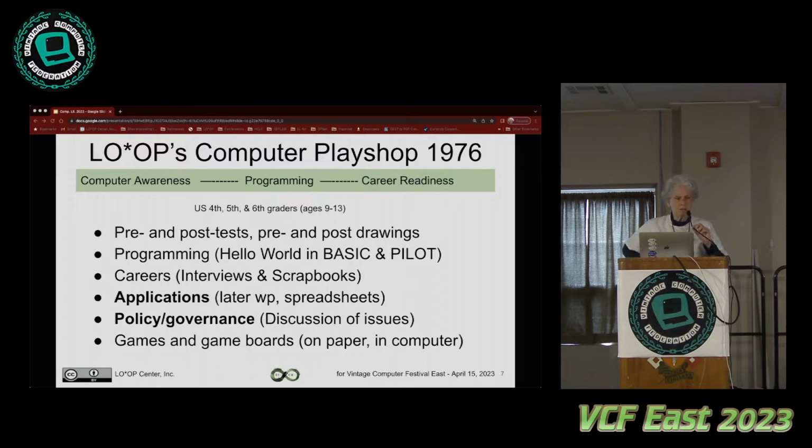In the other presentation, I showed the pre-test and the post-test that we gave. This was a 40-hour course that we gave to 4th, 5th, and 6th graders, so 10 through 13-year-olds. One of the questions that we asked in the pre-test was, is it easier to program a computer to guide a rocket to the moon, or to program the computer to guide a car from my school to my home?